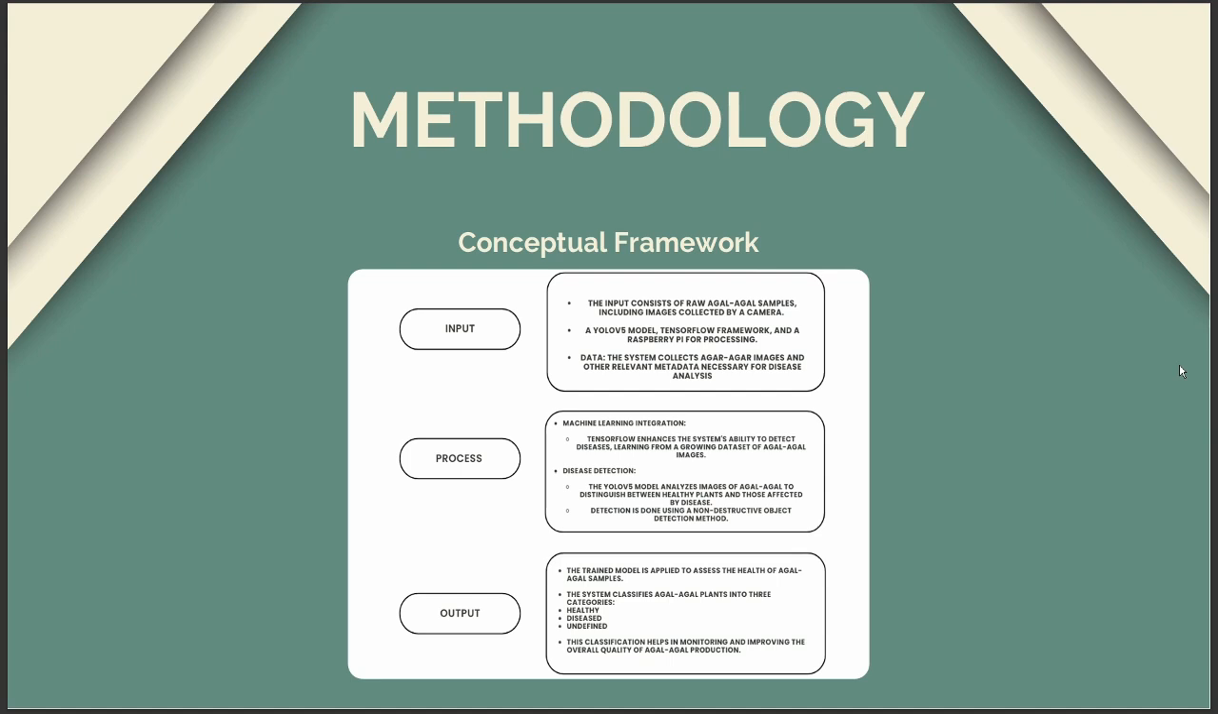The input consists of Agal images captured by a camera, processed using a YOLOv5 object detection model, TensorFlow for machine learning, and the Raspberry Pi for on-site processing. The process involves using TensorFlow to train and improve the model's ability to detect ice disease from an expanding dataset of agal-agal images. YOLOv5 then analyzes the images to distinguish between healthy and diseased samples using a non-destructive detection method. And the output shows the result of the system, where the trained model checks the condition of agal-agal and classifies it as healthy, diseased, or undefined.